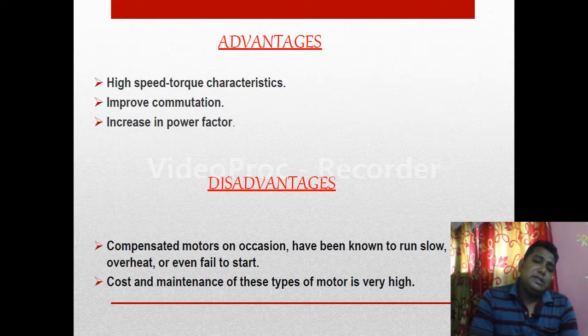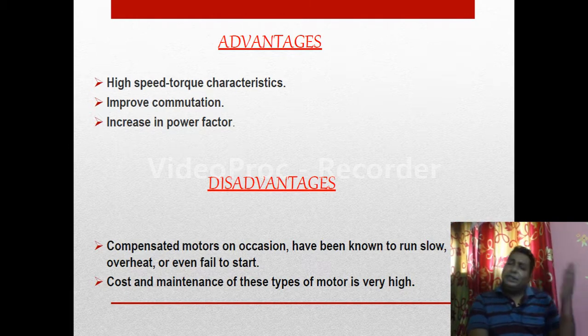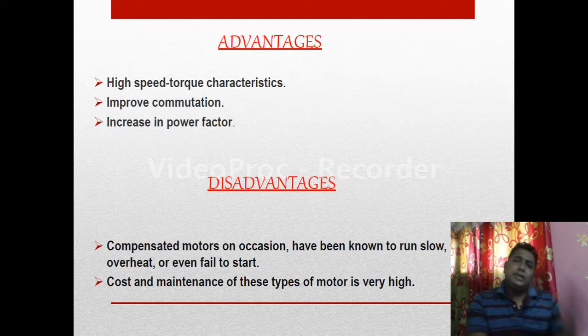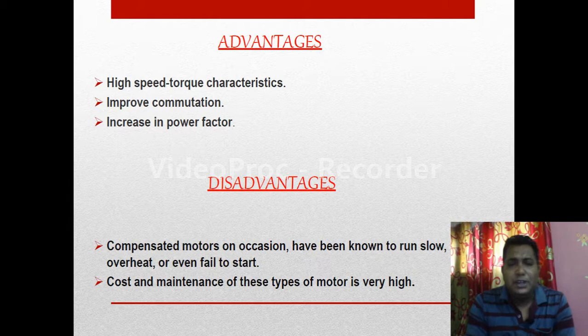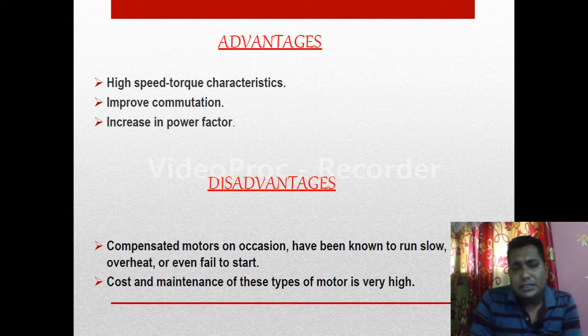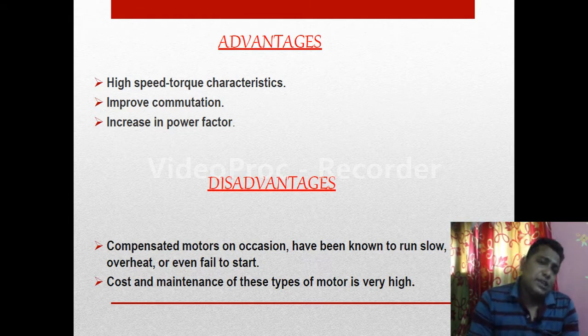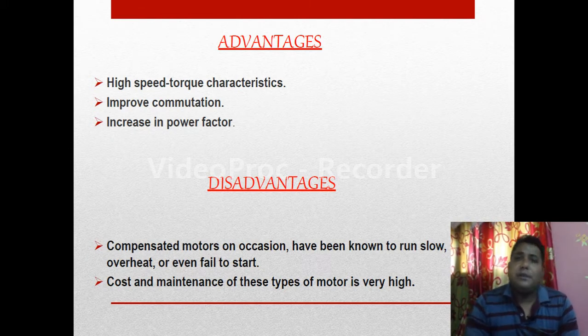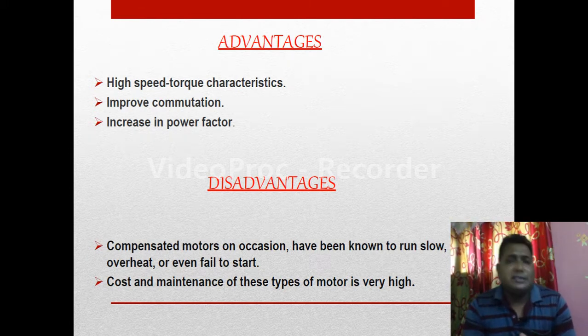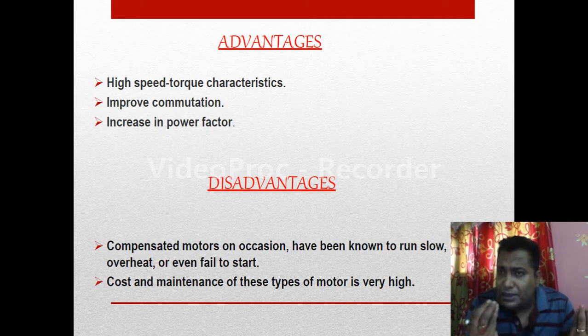Cost and maintenance of this type of motor is very high. Yes, obviously, along with the field winding and the rotor winding, we are using an extra winding, that is the compensated winding, so that overall improvement can be done and efficiency can be increased. So using this winding has some cost. The overall cost of the machine can increase, and as it has a commutator, we know that when there is a commutator and brush set, the maintenance of the machine increases. So this is very important.